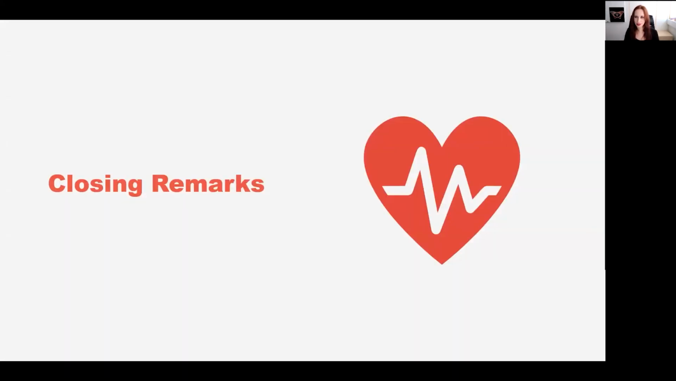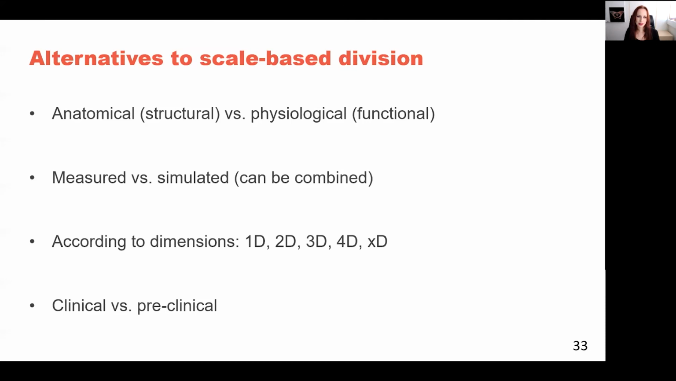Coming a bit to the closing. So today we looked at data at various scales, all the way from the more biological scales to the medical scales, but there's many other ways you can look at medical data. For example, you can think about anatomy versus physiology, measured versus simulated according to its dimensions. Is it 1D? Is it 4D? Is it high dimensional? And also you can consider what is clinical, what is in use today, and what is preclinical, which means it's still in a research phase and hopefully will be used in the clinic one day.